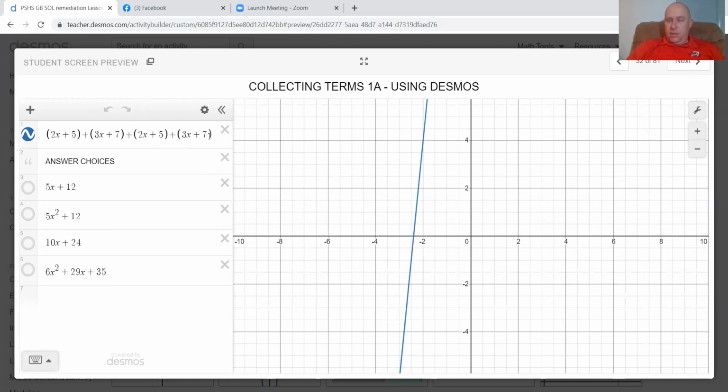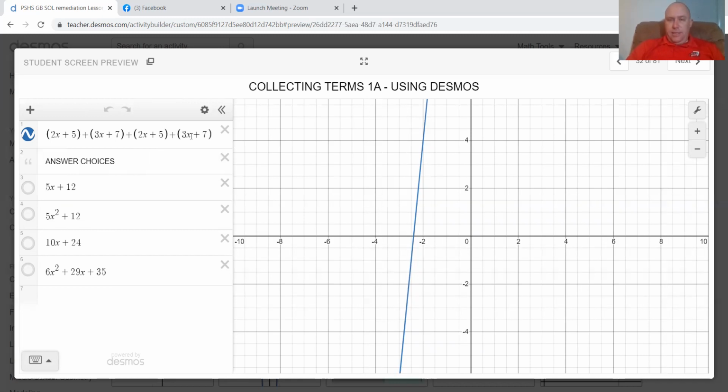So you write out each of the terms, and then if you're doing this by hand, you would say 2x plus 3x is 5x, plus 2x is 7x, plus 3x is 10x. And I can already see the answer is clearly going to be 10x plus 24 because it's the only answer that has 10x in it. 5 add 7 is 12. 5 add 7 is also 12, and 12 add 12 is 24. So it definitely is this answer.